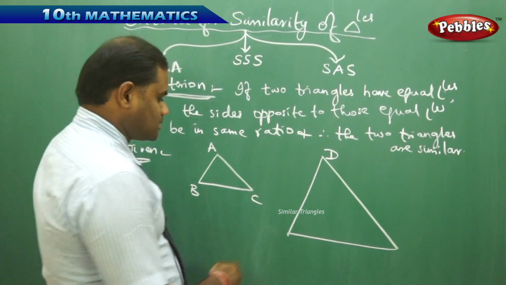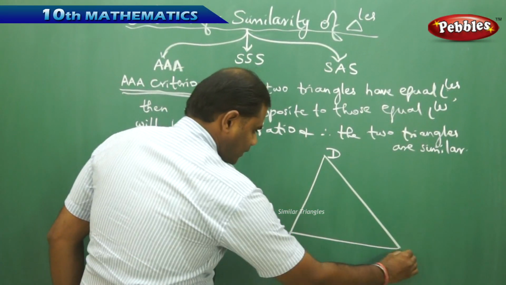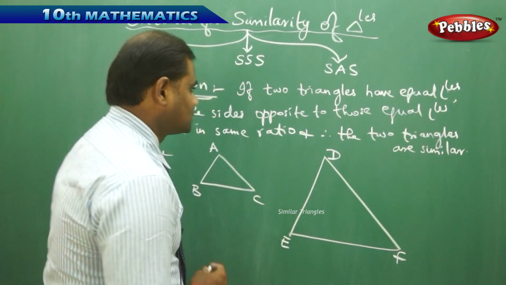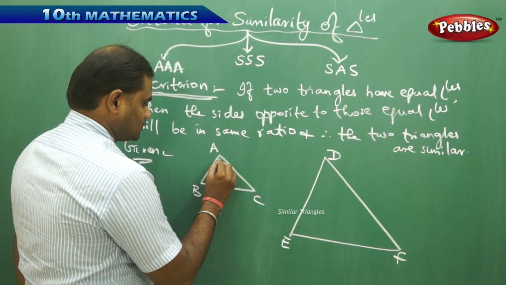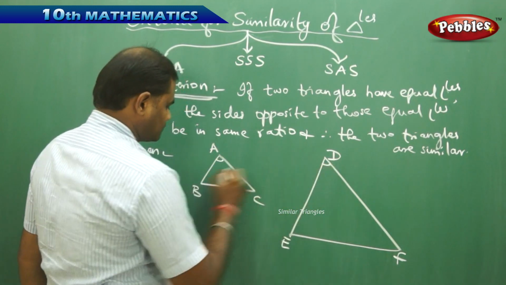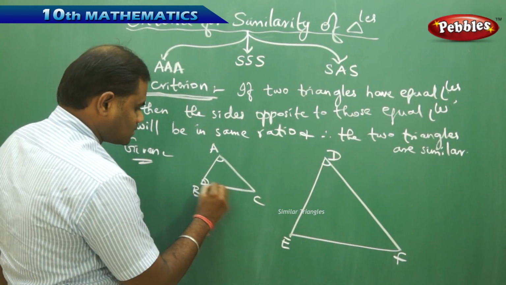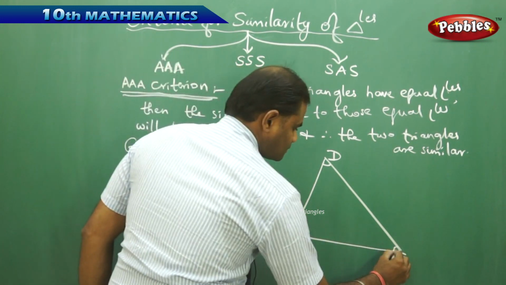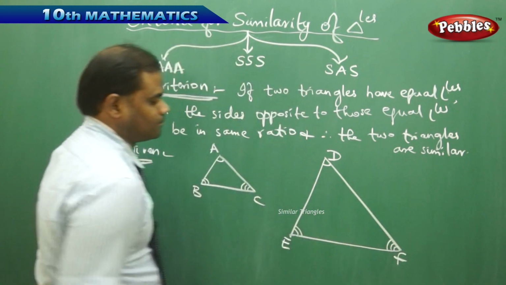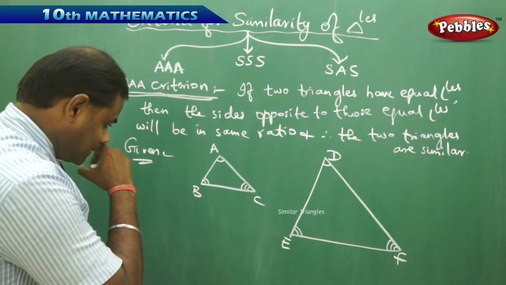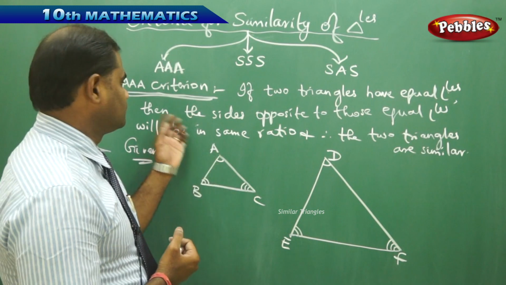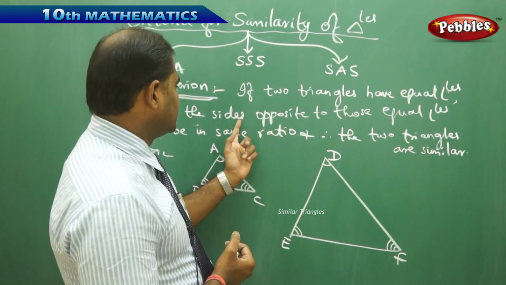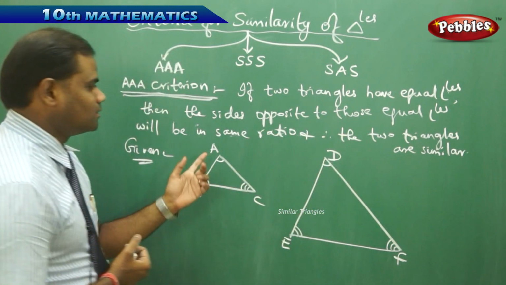Therefore, I have two triangles ABC and DEF such that they have correspondingly equal angles. That is, angle A equals angle D, angle B equals angle E, and angle C equals angle F. So when the corresponding angles are equal, the theorem statement says that the sides opposite to those equal angles will be in the same ratio.